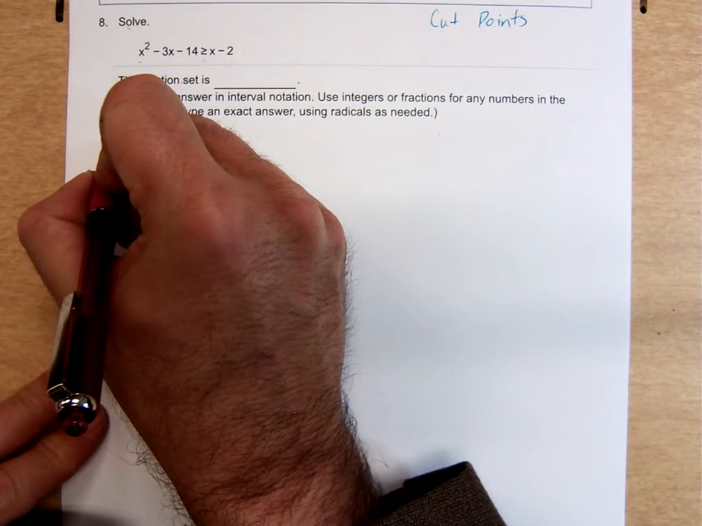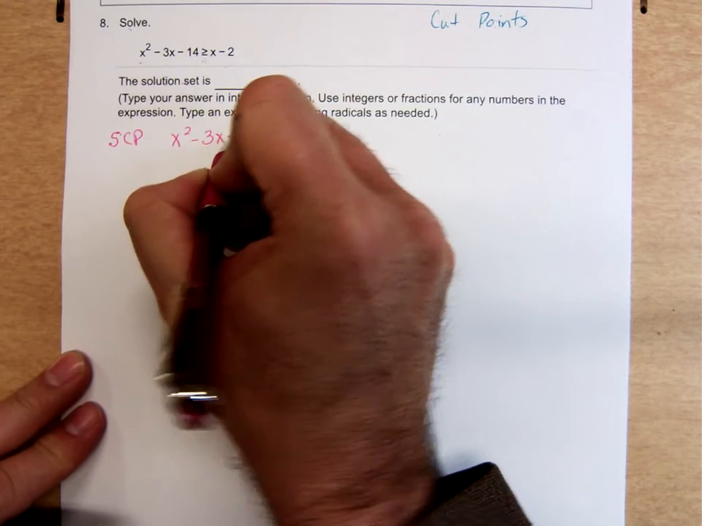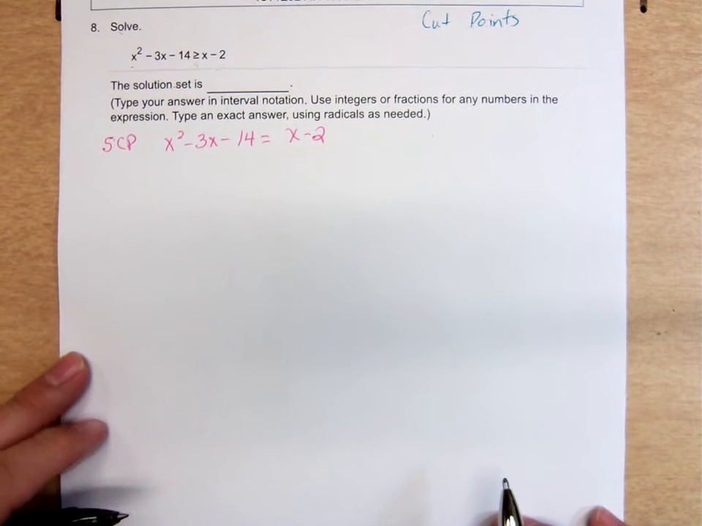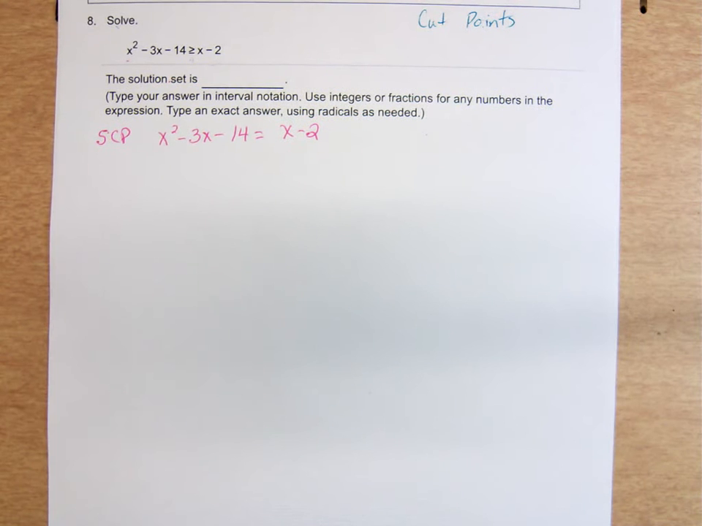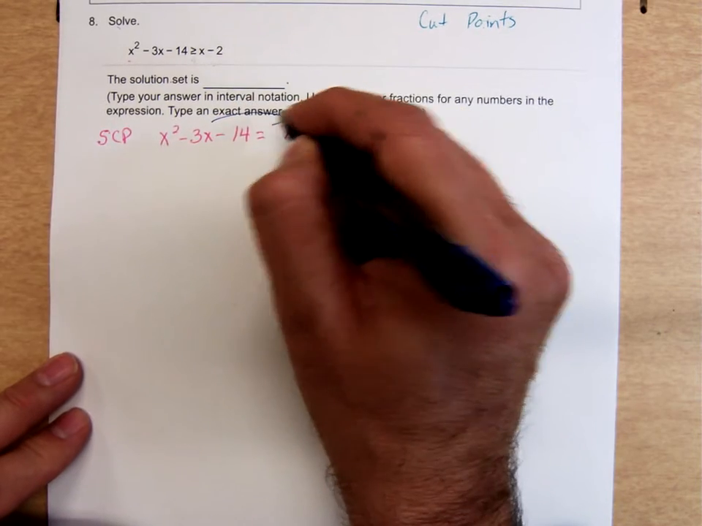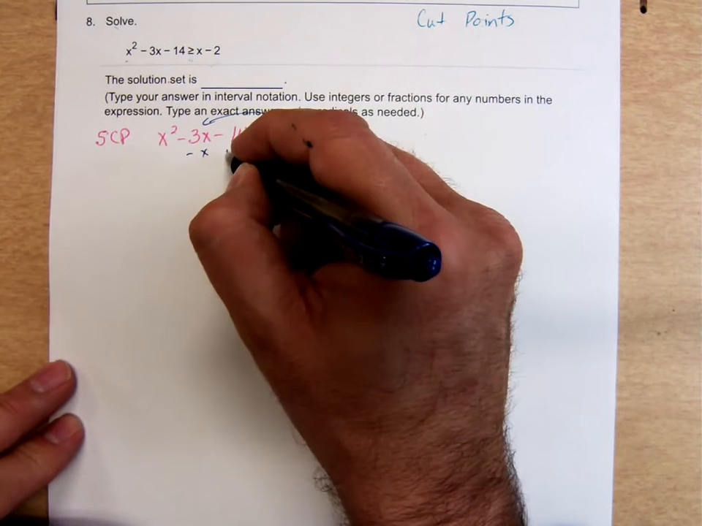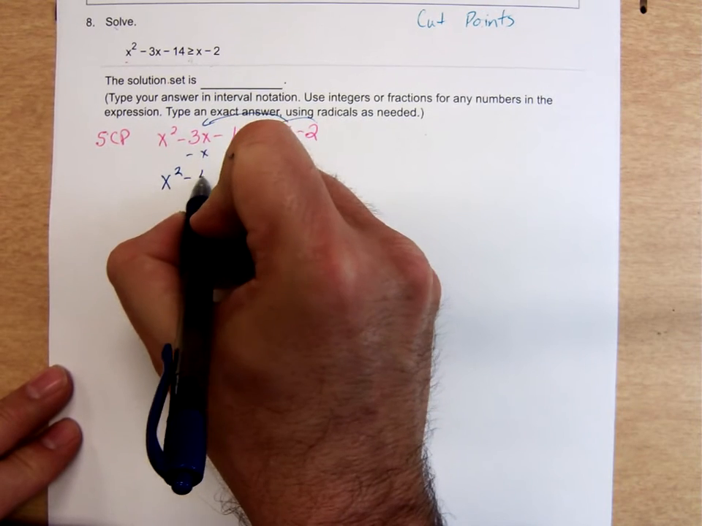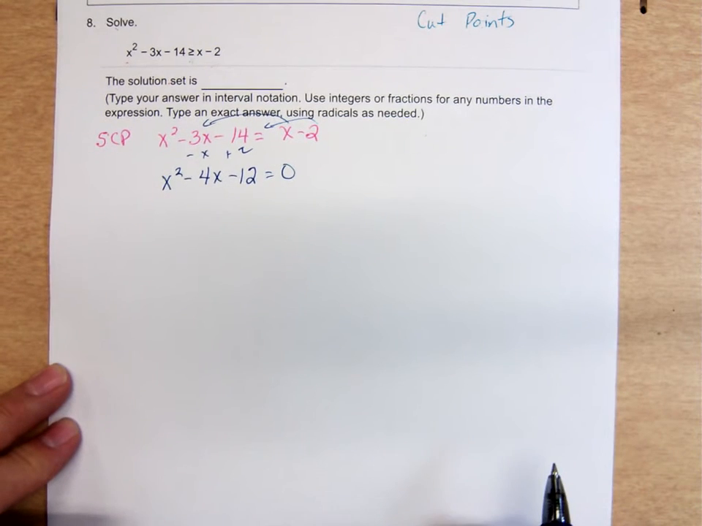So we're finding the solution cut point by putting an equal sign in place of the inequality. And this is a quadratic equation, so get a 0 and factor. So I'm subtracting x and adding 2. So we'd have an x squared minus 4x. Is that going to be a minus 12? Equals 0.